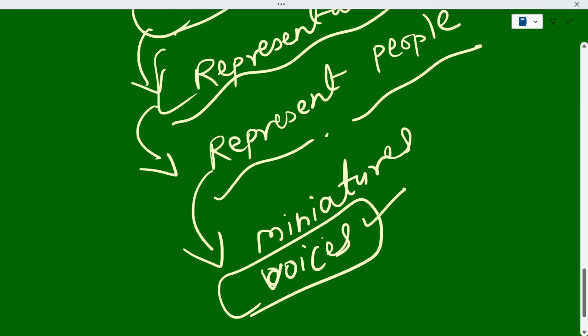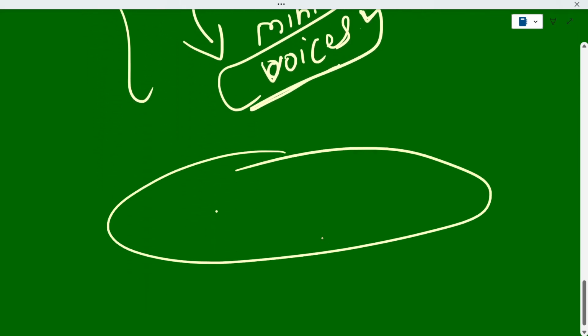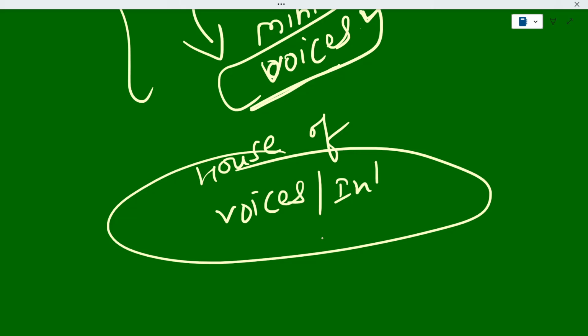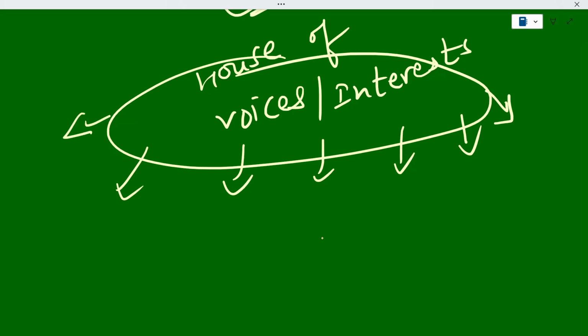So in short, it can mean that if a single person has arrived, he is not a person anymore. He is the voice of a group of people. All those voices can be different. Parliament can be called a house of voices and interests. And it isn't that we are talking about a black and white situation. There are many gray areas.